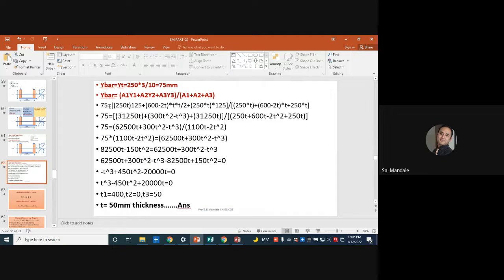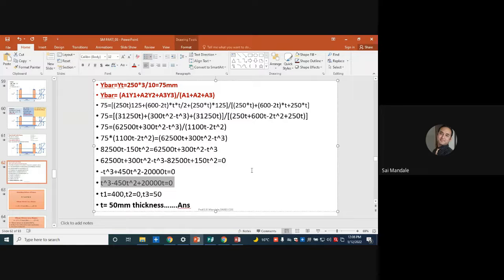Let me do it. 75 equals a1 y1 plus a2 y2 plus a3 y3 divided by a1 plus a2 plus a3. So 250t into 125 is 31250t. Then 600 minus 2t into t, it would be 3t square minus t cube. Then 250t into 150. Moving all around, my equation is coming like this, and the value of t1 is 400, t2 is 0, and t3 is 50.